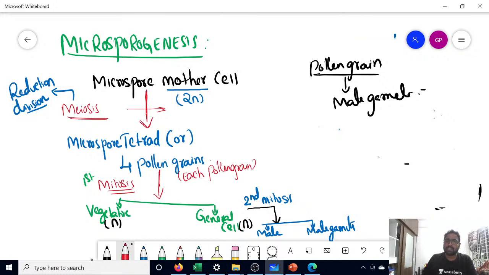So this process is called microsporogenesis. What is this process called now? Microsporogenesis. Very simple. Many people think it stops only here. No, you have to come to the next step also. Each pollen grain. Now tell me students, one tetrad forms how many male gametes?